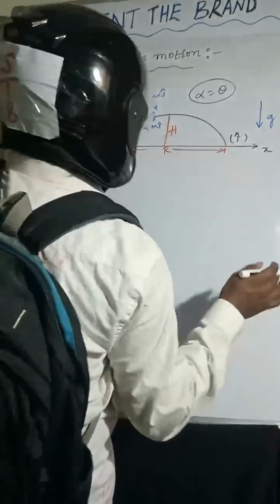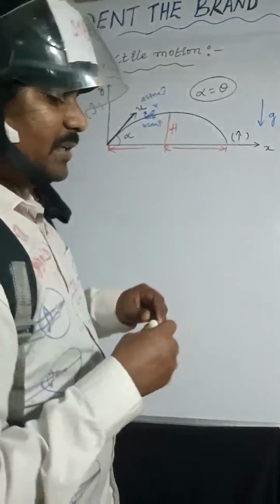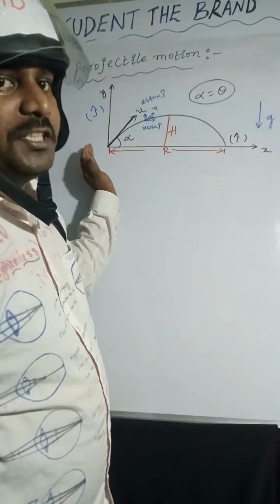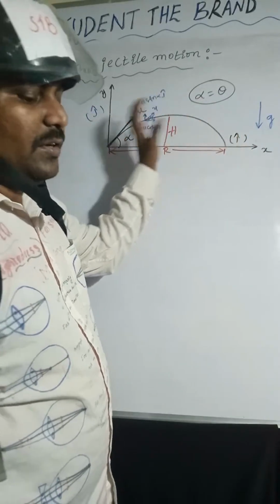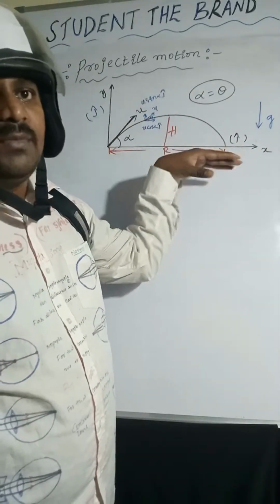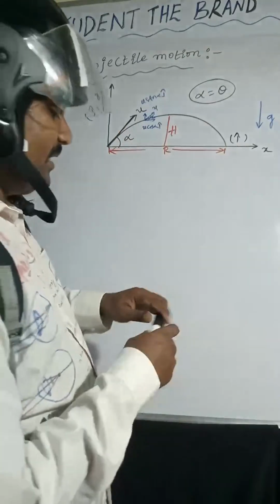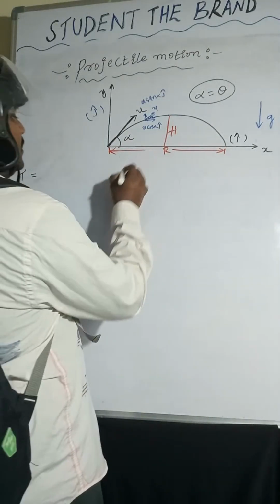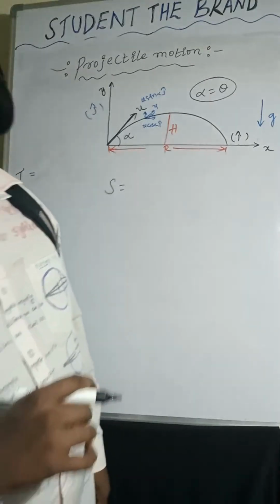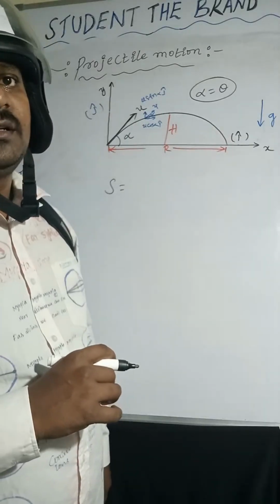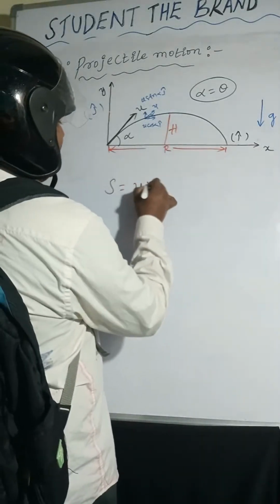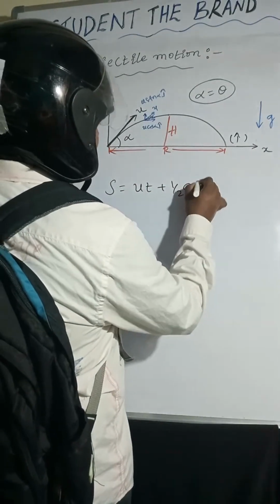Time of flight is the time taken by the body to fly in the air, from the point of projection until it reaches the ground. The object is flying in the air, so that is called time of flight. The object is moving in the upward direction, so we can take S equal to ut plus half at square. Yes or no?